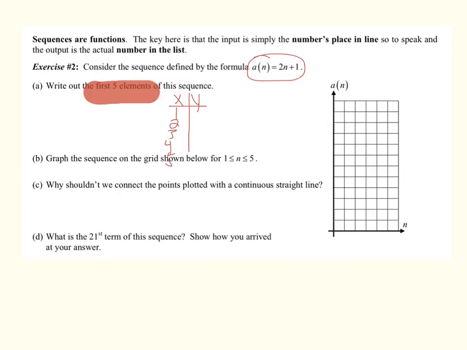And all you have to do is take my input and plug it in. Okay, and don't forget my x is my n. I'm going to take my 1 and plug it right into here. 2 times 1 is 2, plus 1 is 3. 2 times 2 is 4, plus 1 is 5.